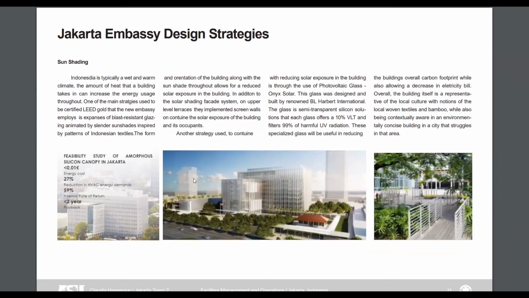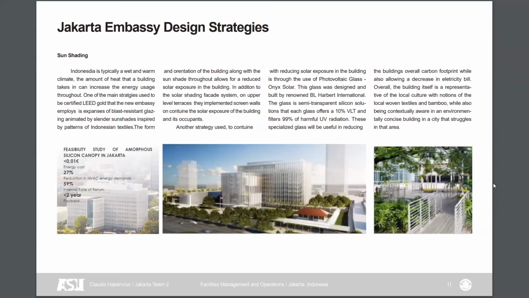And then another design strategy that we focused on within Jakarta was sun shading. Within Jakarta, it's typically super humid, warm, and wet. The same goes for Nusantara, which we'll discuss later on. But within this specific building, it has different features to help with that, like the screen walls for the terraces on the building, as well as the orientation of the building they considered, just so it helps reduce the solar exposure.